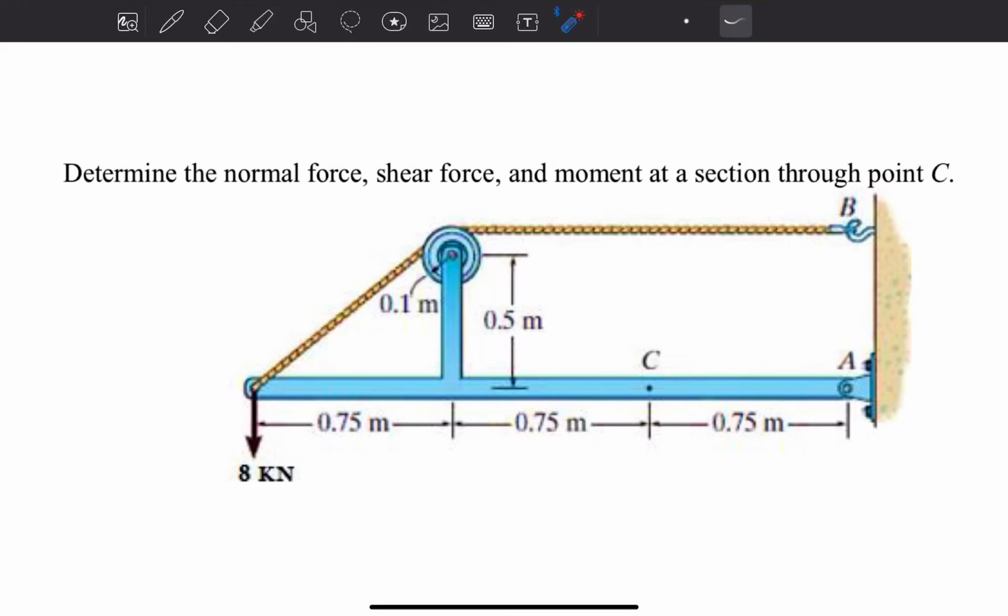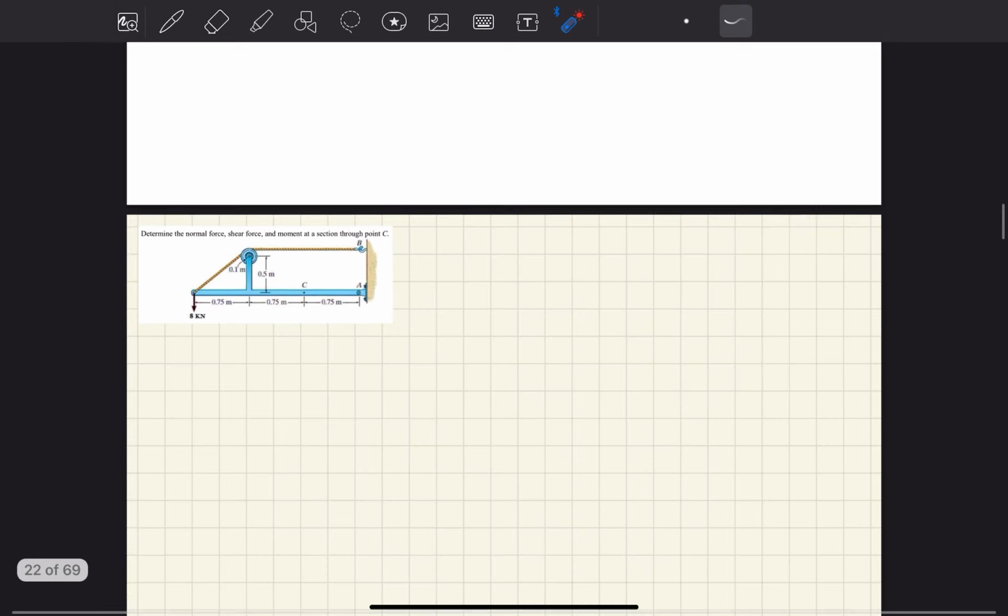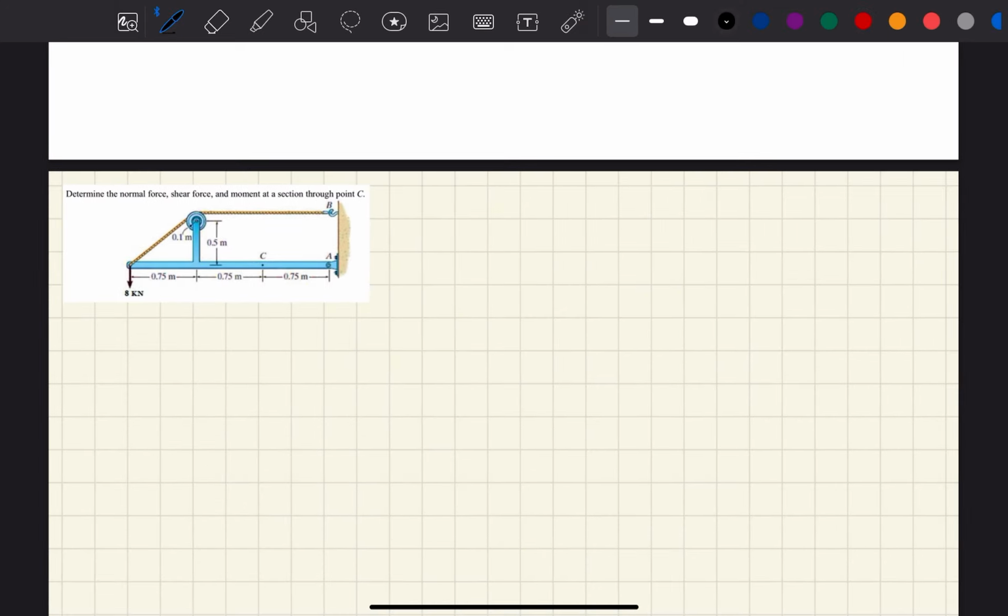Welcome to example 11 in review of statics. The question reads, determine the normal force, shear force, and moment at a section through point C. Okay, so in terms of givens, you're not given much.